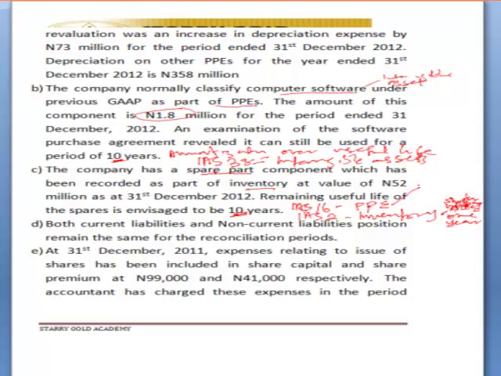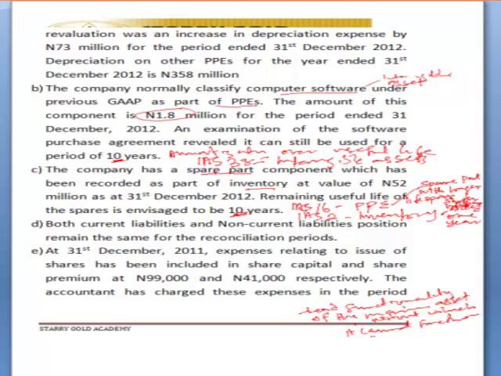Now, when a spare part is expected to have a longer lifespan, and not only a longer lifespan, it also leads to the functionality of the main asset, without which the main asset cannot function alone, it cannot work alone, then it has to be capitalized along with the cost of that main asset.